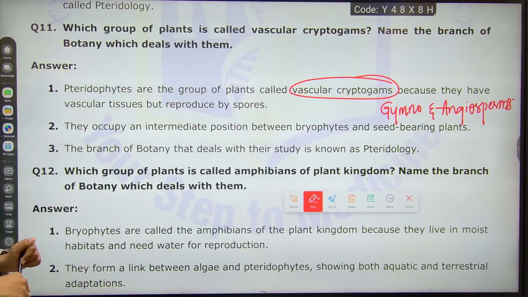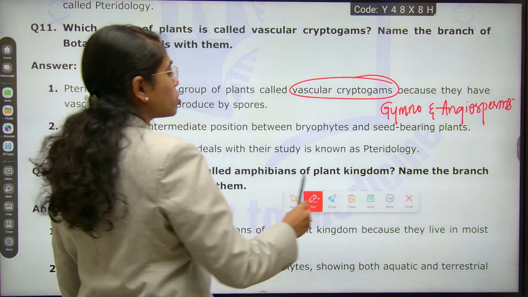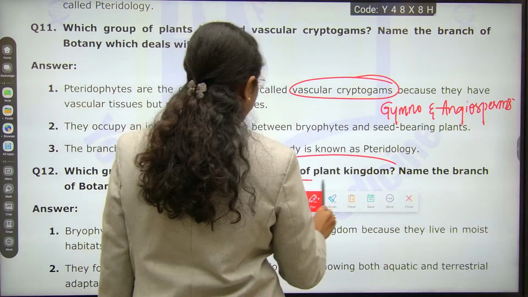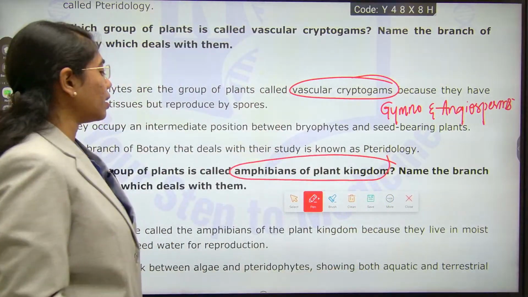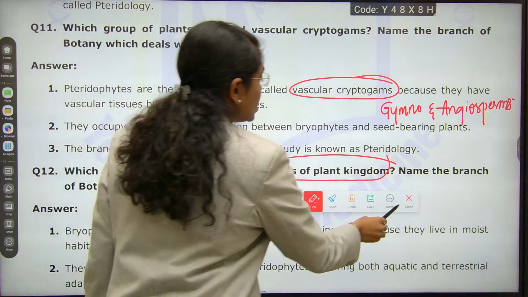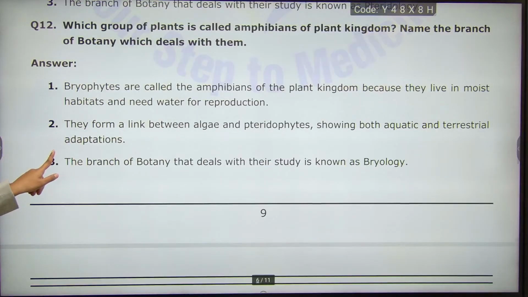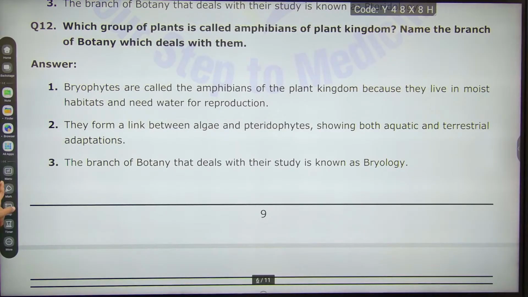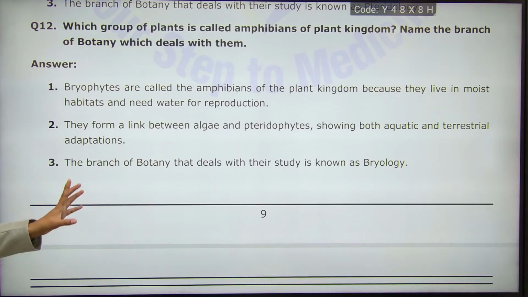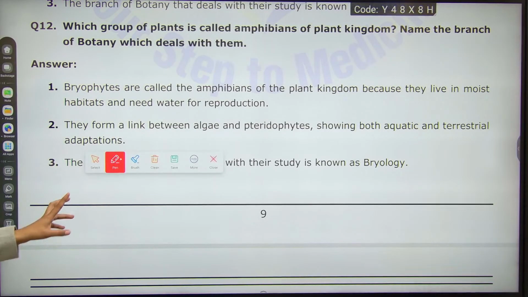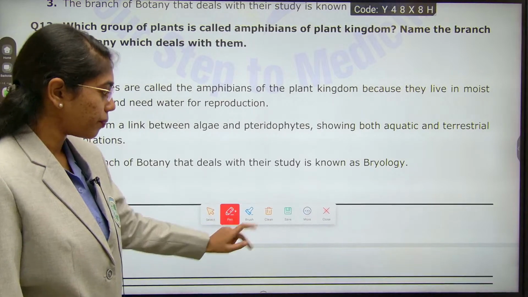What is the group of plants which are called as amphibians of plant kingdom? Name the branch of botany which deals with them. So this chapter stands as a basis for many other chapters, be it plant kingdom, be it genetics. The basic introductory parts of each unit will be covered in this chapter. Fine.